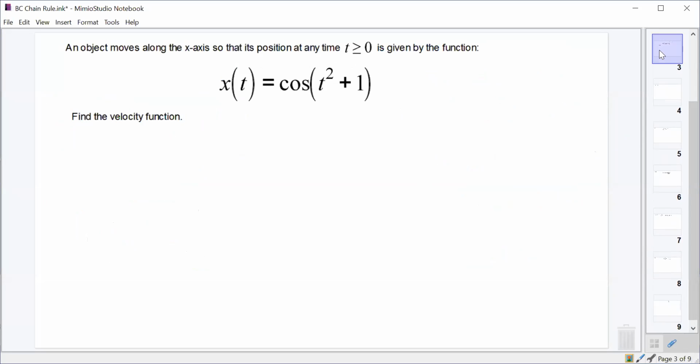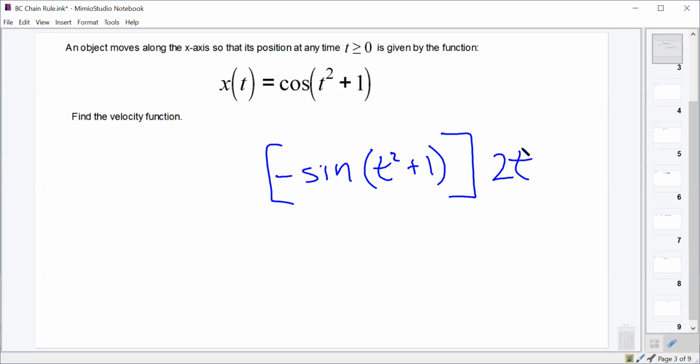All right. We'll remember that the derivative of position is velocity, derivative of velocity is acceleration. So if we're looking for the velocity function given this position function, we need to take the derivative of cosine of t squared plus 1. So using the chain rule, what's the derivative of cosine of u? Should be negative sine of u, and then times the derivative of u. So this will be times 2t. Everybody good with that?